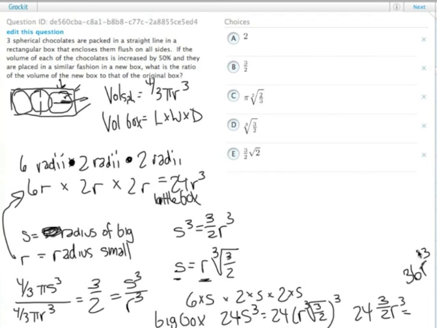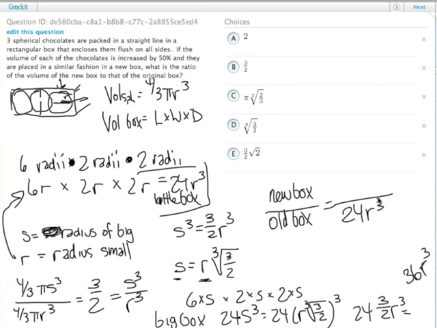And we're looking for the ratio then of the volume of the new box to that of the original box. And both of these are in terms of r now. So we want new box over old box, or big box over little box. We knew that the old box all along was this 24r cubed. The new box we have converted from 24s cubed into terms of r, which is 36r cubed. And this relationship, when you cancel out the r cubed terms and simplify 36 24ths, it is answer choice B, 3 halves.